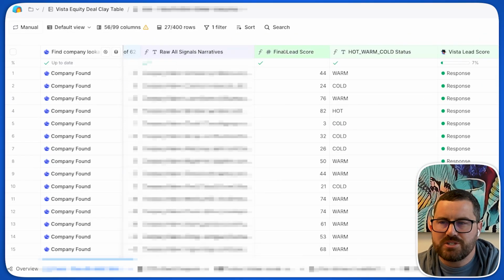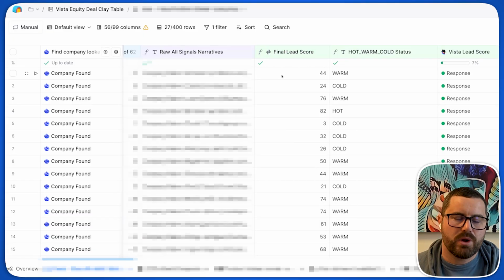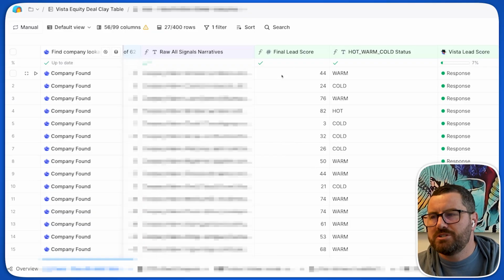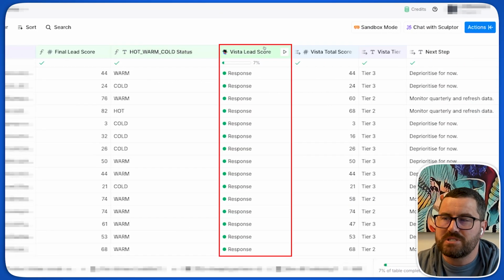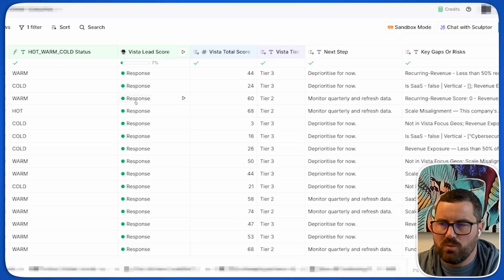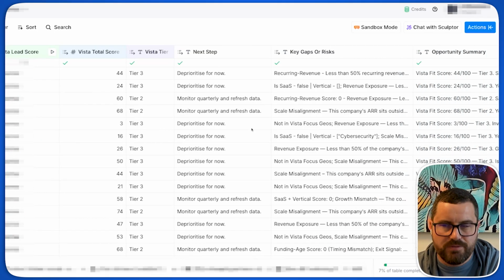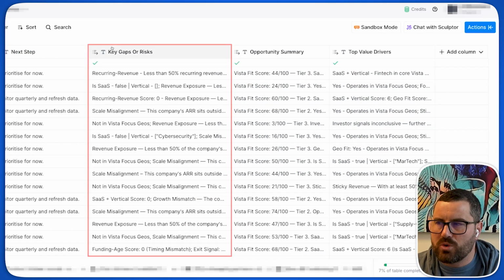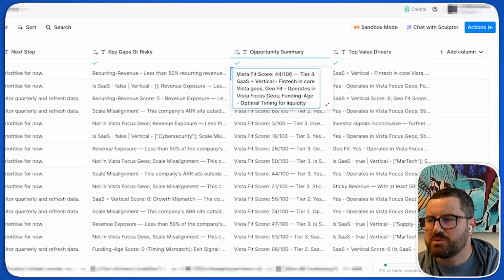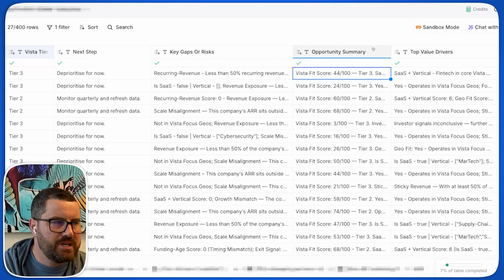And what we're going to do essentially is then build a rubric or a scoring function, so that we take what Vista Equity sort of displays on their website as their investment thesis. And we're going to create a lead score specific to that thesis and then mark these as cold, hot, and warm. We'll then tier them based on opportunity focus. We'll highlight key gaps or risks. And then what we'll effectively do is create a summary. And these summaries are going to be anything around opportunity, the top value drivers, and so on and so forth.